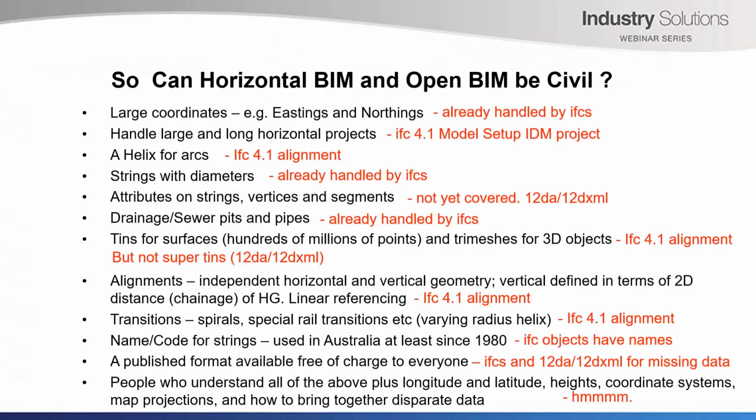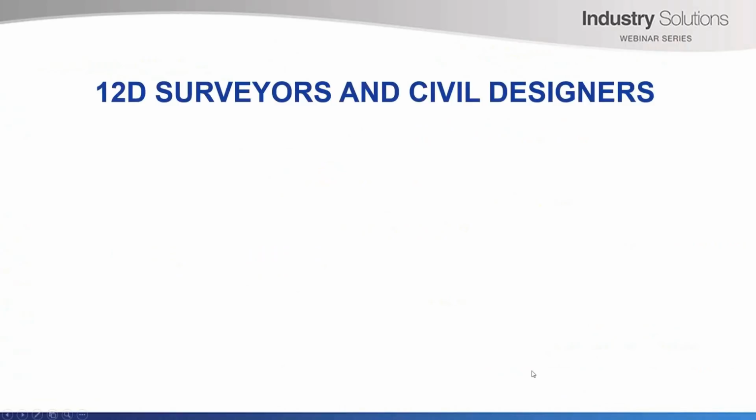So basically, yeah, horizontal BIM, open BIM, it can be civil. One way or another, we can get a lot of it through, but the things we're missing are tins, proper, and alignments. For most of it, we are reading and writing them now in 12d version 14, and the standard will be out at the end of the year. But for people to understand all of that, basically, it's you 12D surveyors and civil designers.